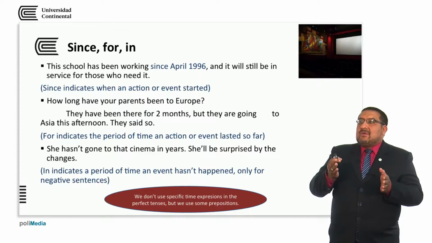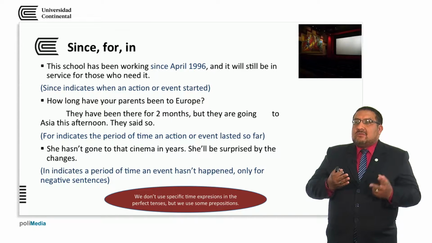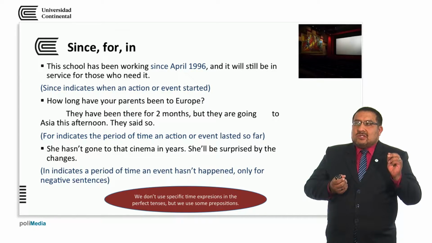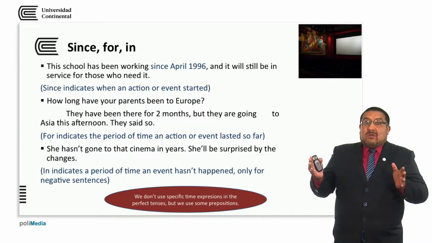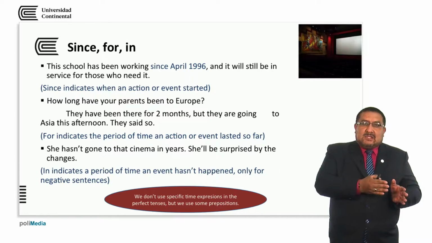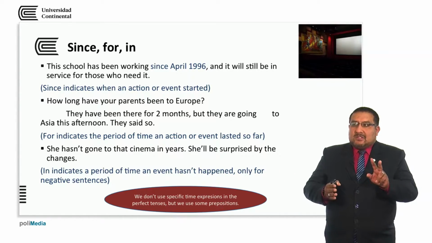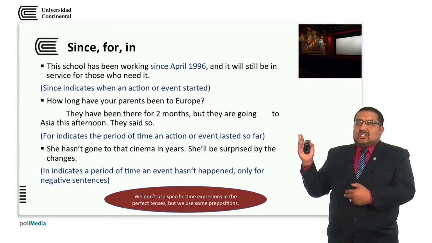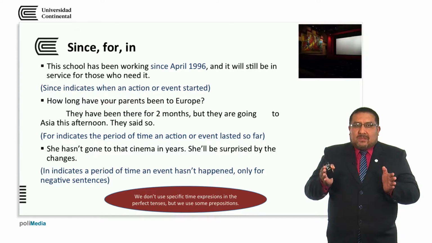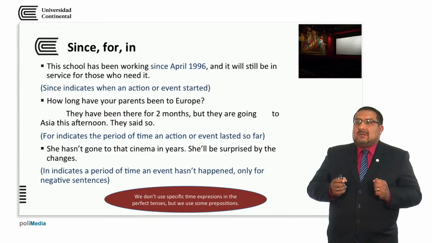How long have your parents been to Europe? They have been there for 2 months, but they are going to Asia this afternoon, they said so. In that case, you are using the preposition "for." That indicates the period of time. From the moment they went until this moment, it's 2 months. But they are going to Asia this afternoon. It means a period of 2 months during which they have done that activity.